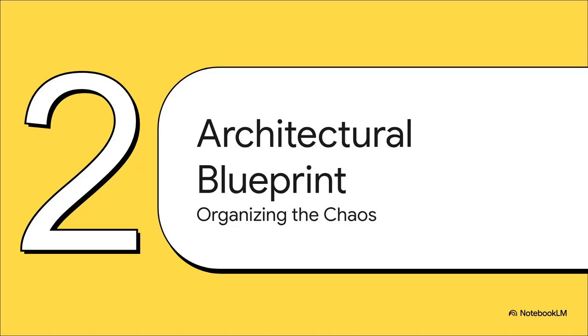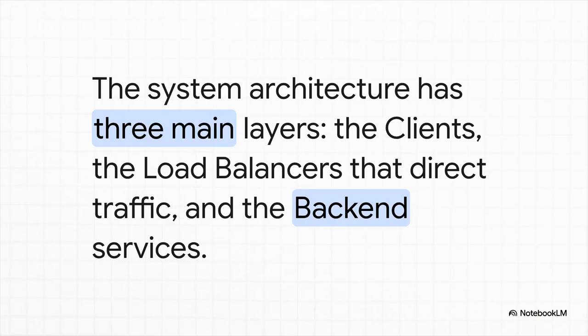So with a list of demands like that, where do you even begin? Well, you start with a high-level plan, a blueprint that helps you organize all that chaos. At the very highest level, the whole architecture has three main layers. First, you've got the clients. That's just the app running on your phone or your computer. Your app talks to load balancers, which are kind of like air traffic controllers for data, directing all the requests. And all that traffic gets handled by the real powerhouse of the system, the backend.